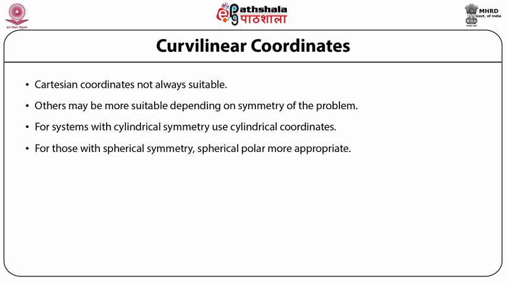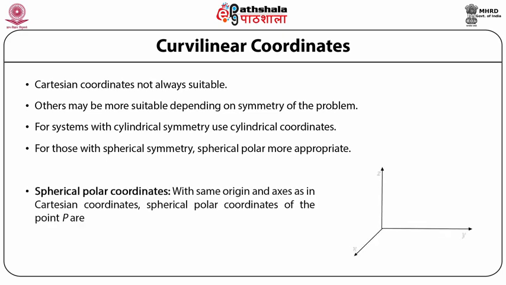So now let us define the spherical polar coordinate system. So let us again consider the Cartesian coordinate system with origin at O and the three axes, that is the x, the y and the z axes. And then now let us define the spherical polar coordinates with respect to this Cartesian coordinate system.